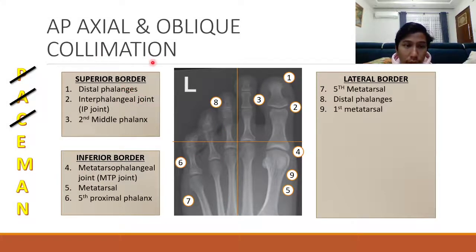For this collimation, the superior border that should be included is the distal phalanx, IP joint, and the medial phalanx. The inferior border that should be included are the MTP joint, the metatarsal, and the fifth proximal phalanx. The lateral borders that should be included are the fifth metatarsal, distal phalangeal, and the first metatarsal.